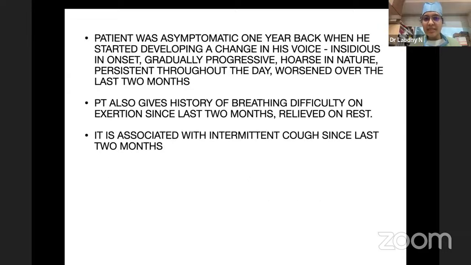The patient was asymptomatic 1 year back when he started developing a change in his voice, which was insidious in onset, gradually progressive, hoarse in nature. It was persistent throughout the day and worsened over the last 2 months. The patient also gives history of breathing difficulty on exertion since the last 2 months, which is relieved at rest. It is associated with intermittent cough since the last 2 months.